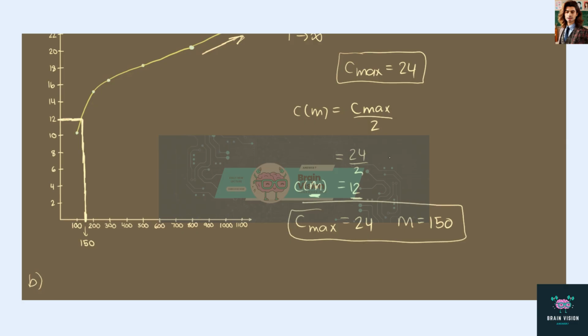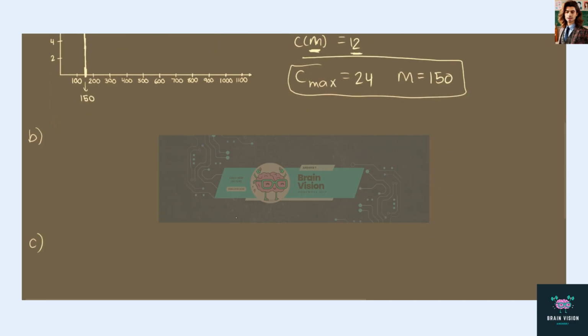Part B wants us to use this information, our Cmax and our m, in order to create a new CTE function. So, let's do that here.